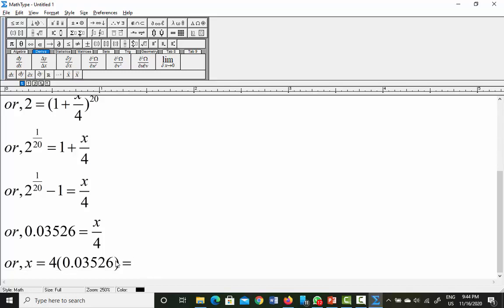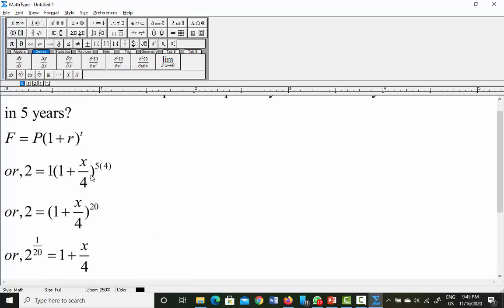The answer of this one is already in the calculator display, because we have just calculated it. We will just press multiplication and then 4. If you calculate, you will get 0.14106.